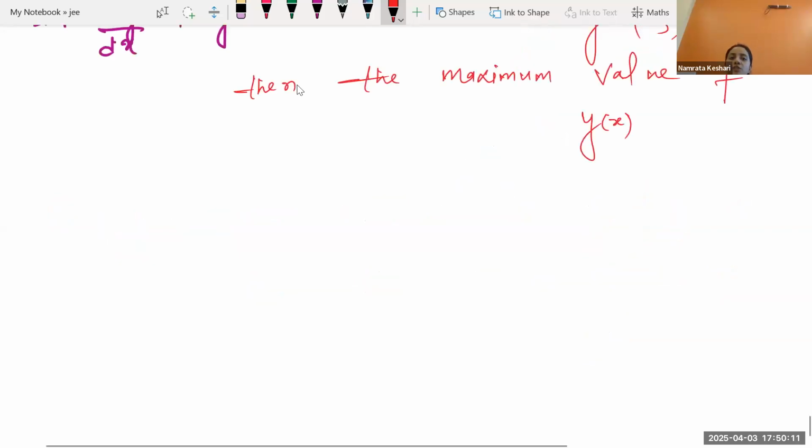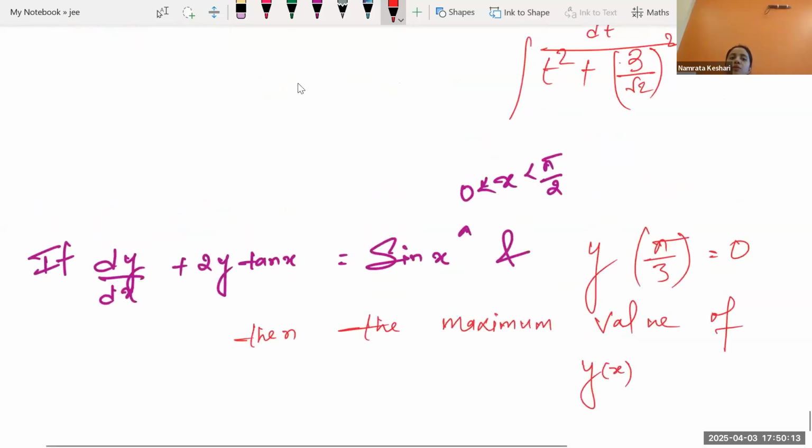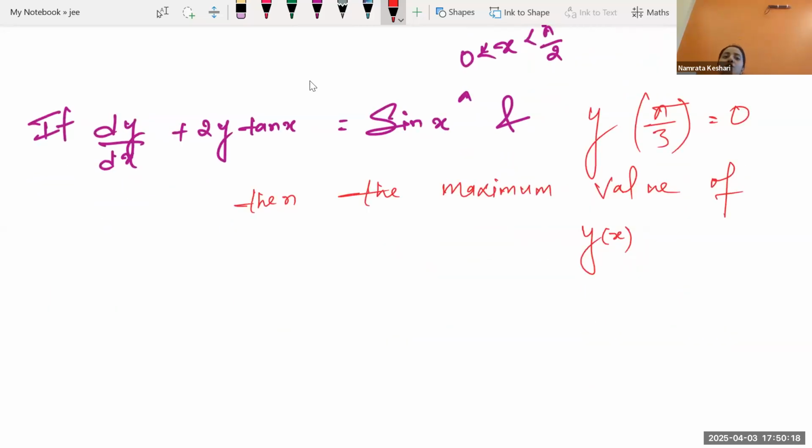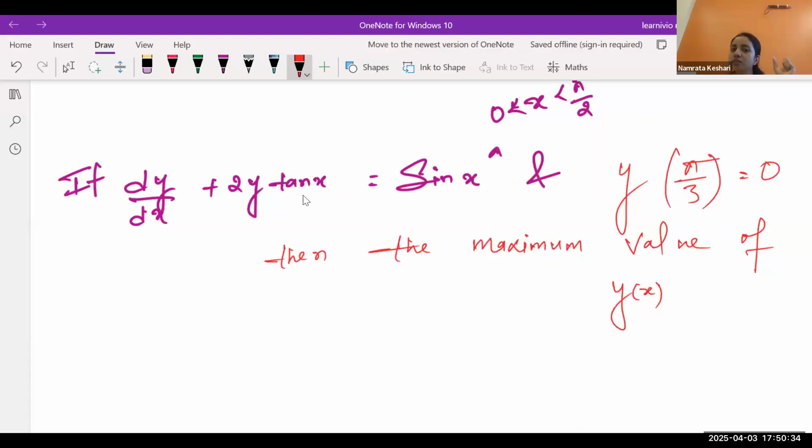So this question, you must have solved this type of question: finding the integrating factor, e to the power integral of p. You can see this p is also known, right? Please do it. You will be just finding the integrating factor. Just find it till there, the integrating factor. Just a moment.